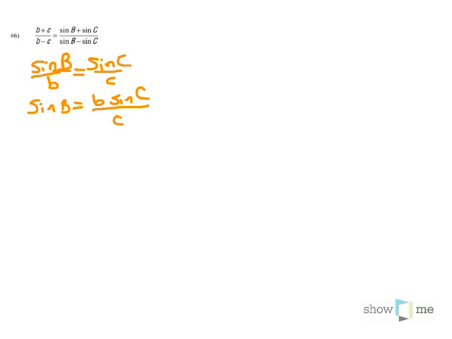I'm going to then divide both sides by sine of c to get rid of, right now I'm multiplying the right side by sine of c. I divide both sides by sine of c. On the left, I get sine of b over sine of c. On the right, I get b over c. So we're cooking with gas now.